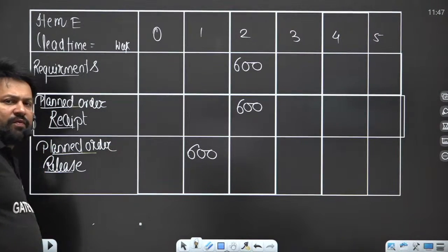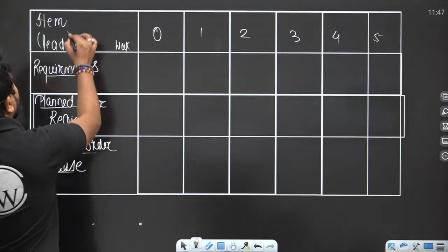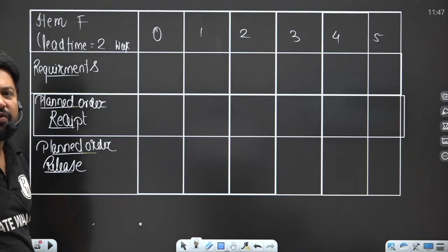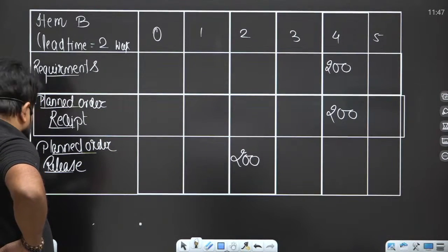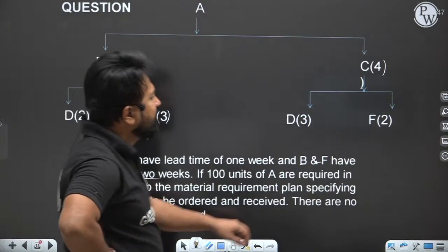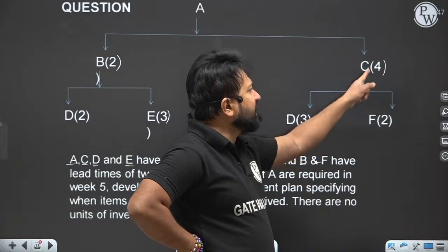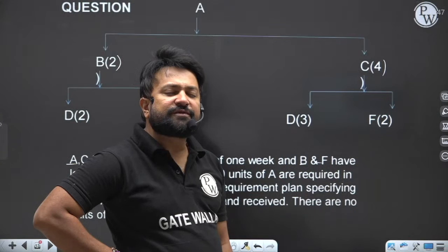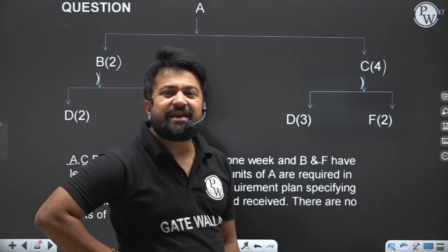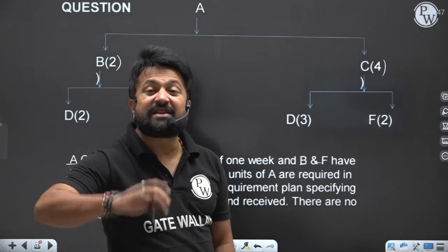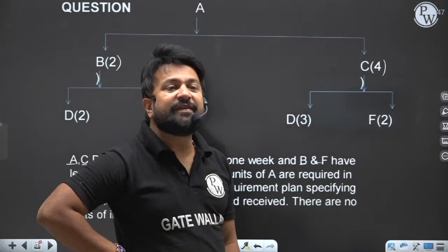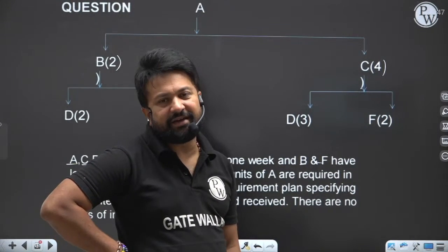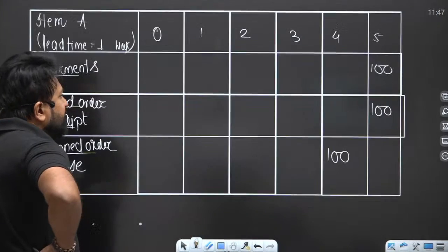Now let's talk about the F. The lead time of F is 2 weeks, right? Now where is F required? F is required for C, that is 2 times of C. C is 400, so 2 times of C is 800. Now C is going to be released in the 3rd week, so the requirement of F is in the 3rd week. How much? 800.